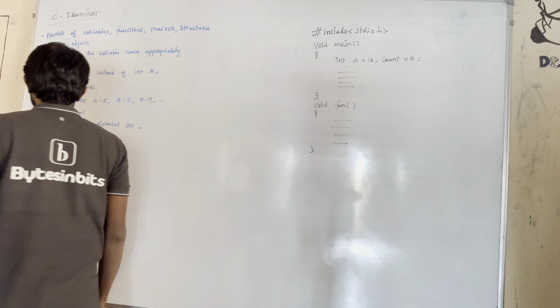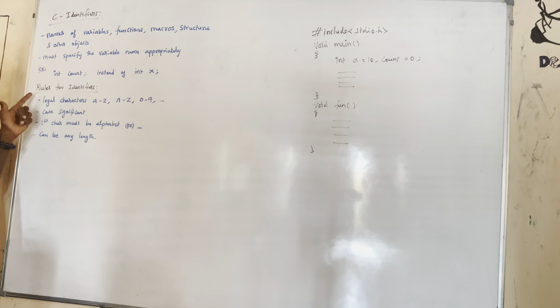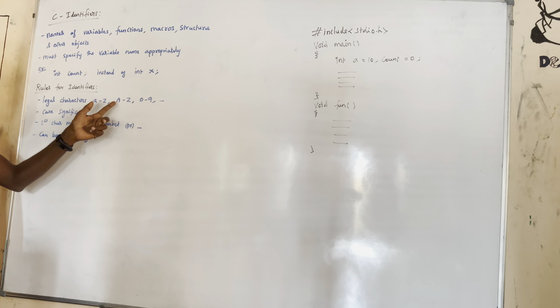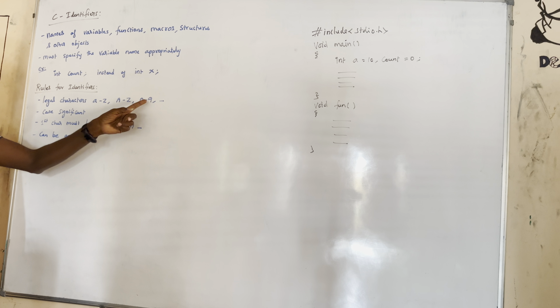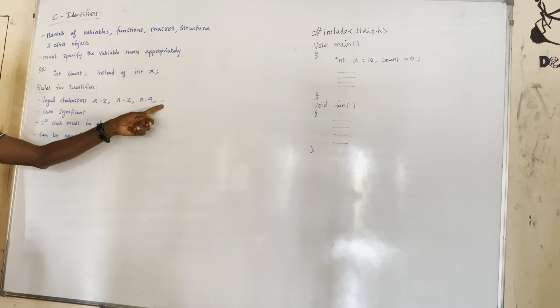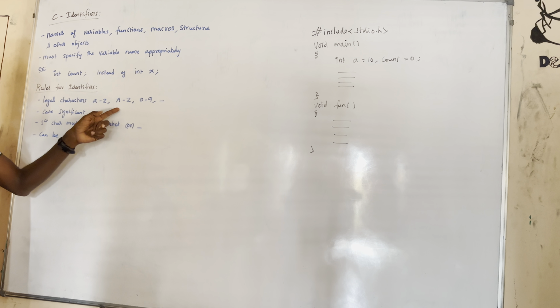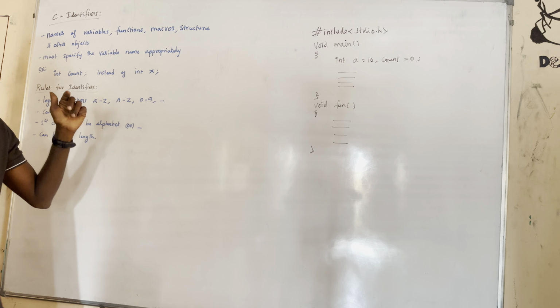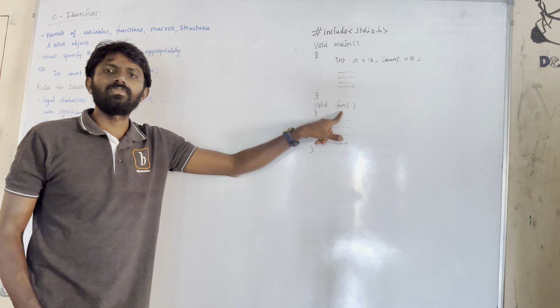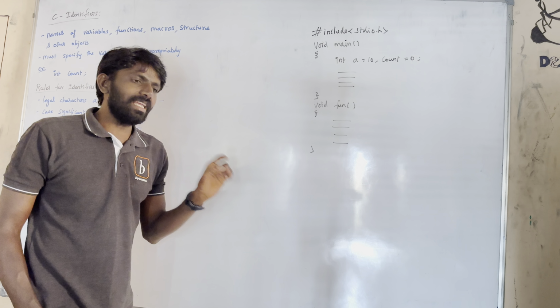What are the rules for these identifiers? These are the few rules. Legal characters means the allowed characters are small a to small z, capital A to capital Z, 0 to 9, and underscore. Okay, this is not a hyphen, this is an underscore. Only these characters you have to use while writing a variable name or a function name. For any identifier, only these characters are allowed.